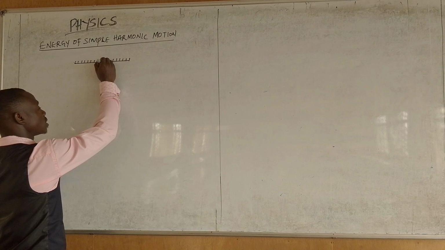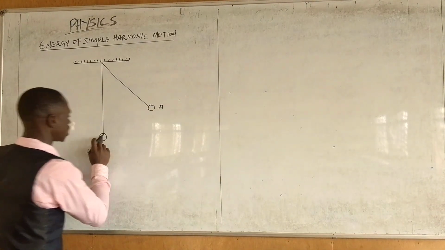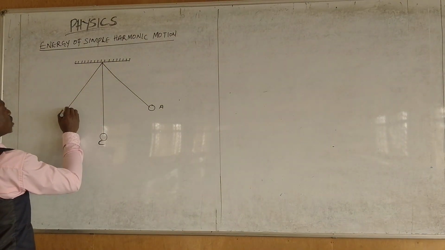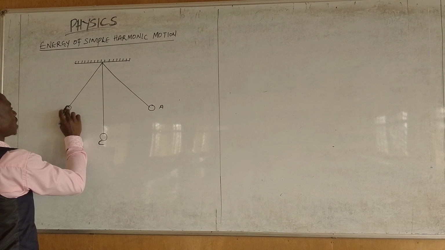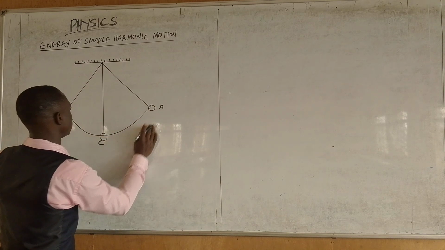So if you displace it to point A and you release it, it will oscillate about the equilibrium position. Then it will come to point B, so that the path of the motion of the object is going to be this. This is the path.